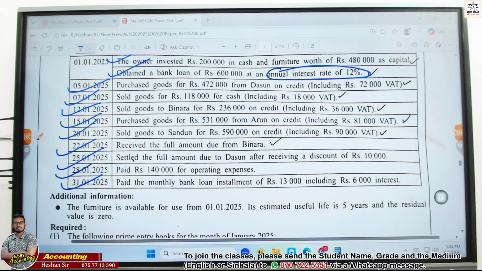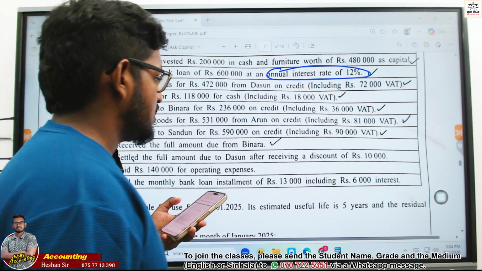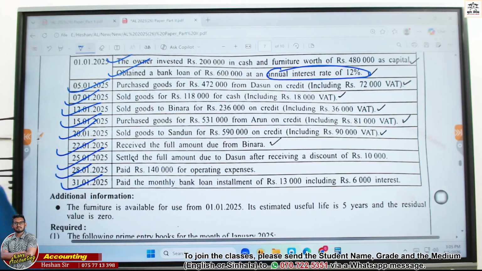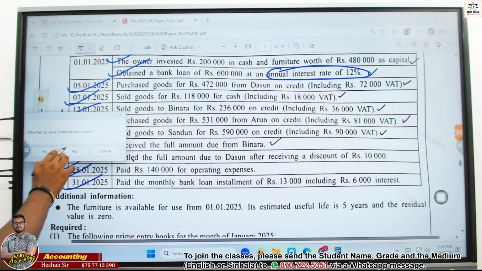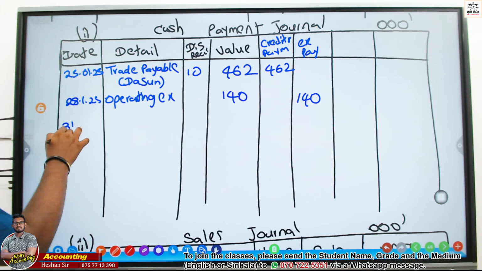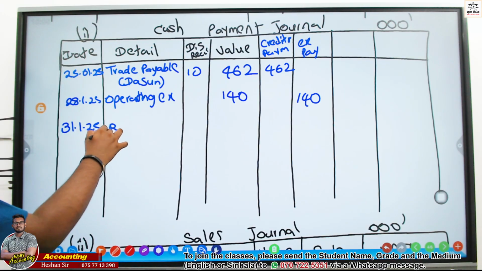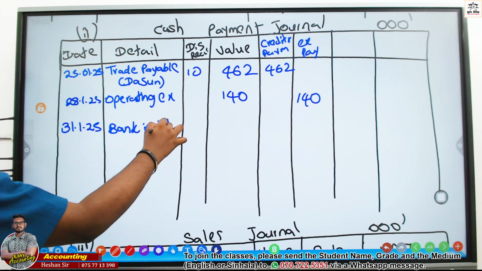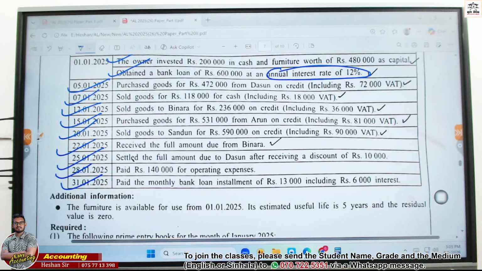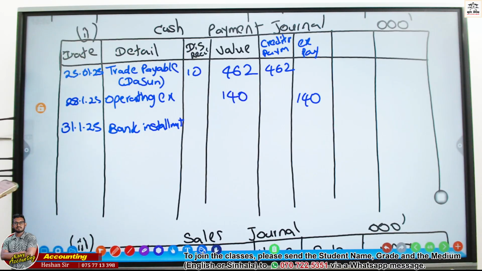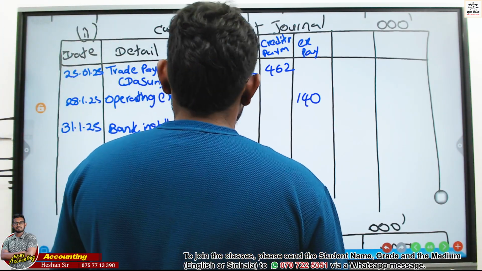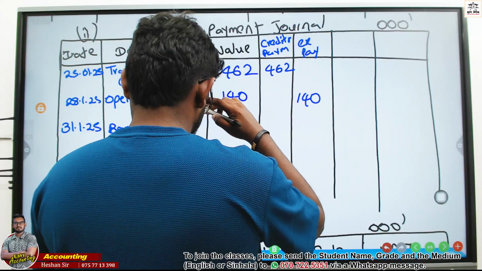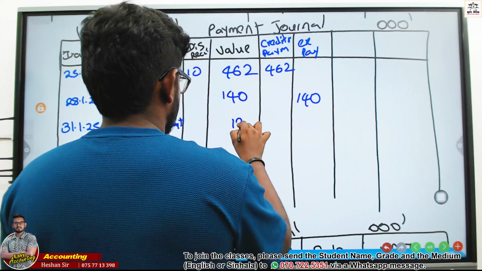31st of January 2000, paid the monthly bank loan installment 13,000 including 6,000 interest. Right. So 31st of January, bank installment. How much did we pay for the installment? 13,000, right? 13,000.